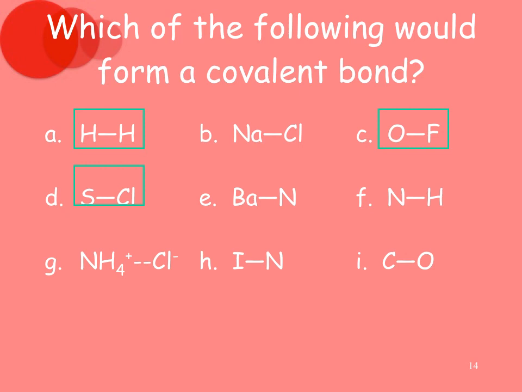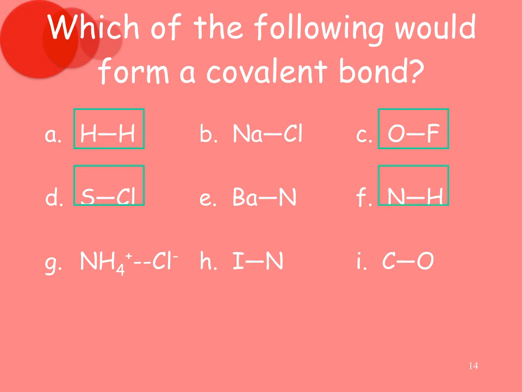Letter E, barium. He's not on the right side of the periodic table. He's one of those weird metals. He does make pretty colors, so that is ionic. Letter F is nitrogen and hydrogen. Nitrogen is on the right side of the periodic table. Hydrogen, unfortunately, is at the top left, but keep in mind we said he was an exception to the alkali metals. He's really not a metal, he's just there because of valence electrons. So that guy is also covalent.